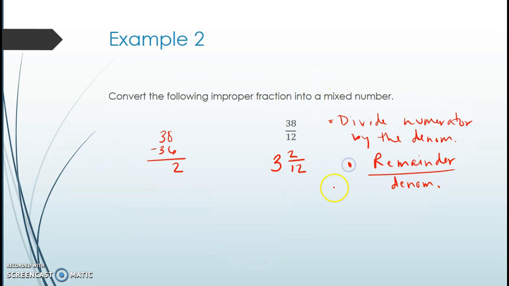They're basically like our steps. If needed, simplify. So in this case, 2 12s can be simplified. And so we're going to divide both 2 and 12 by 2, so we end up with 3 1/6. And that is our final answer. And that's how we convert mixed numbers to improper fractions and improper fractions to mixed numbers.